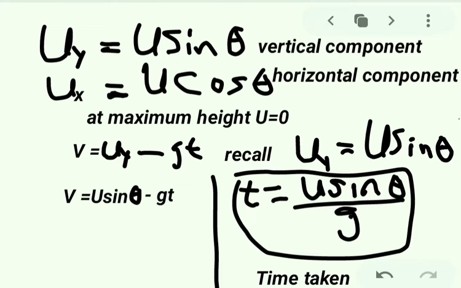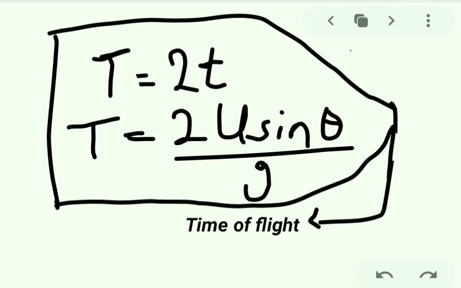Now since time taken is u sine theta over g, the time of flight, capital T, is equal to 2 times t. This small t is the time taken, and the time of flight is the big T. Now t is equal to u sine theta over g, but the time of flight is equal to 2 times t, which is 2 times u sine theta over g. So anywhere you see t, you replace it with u sine theta over g.